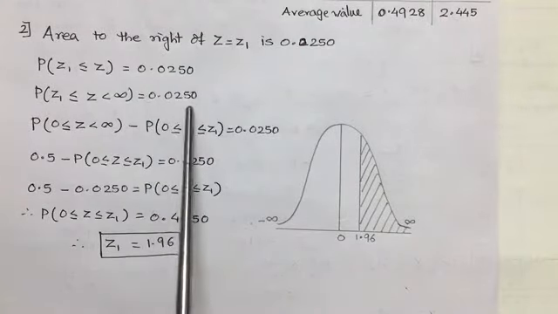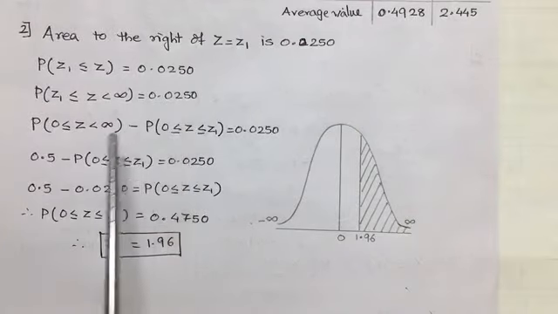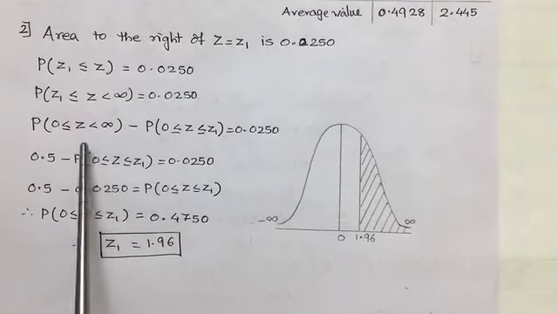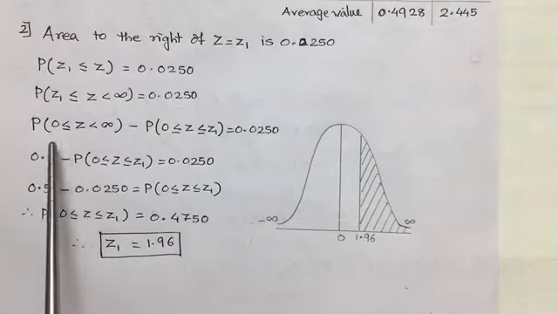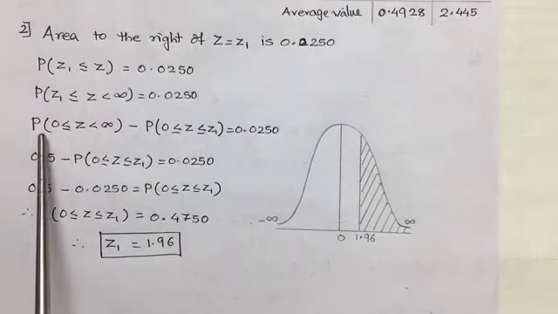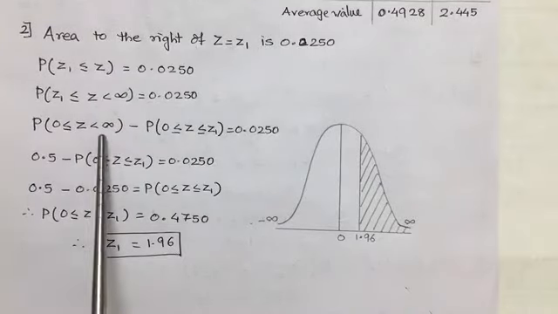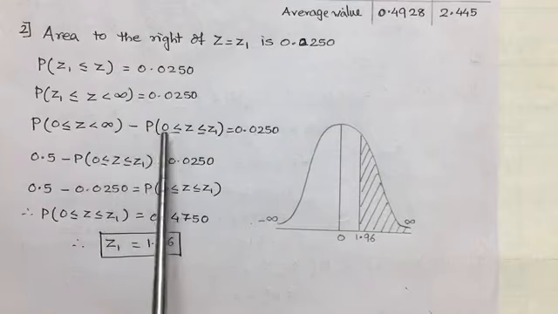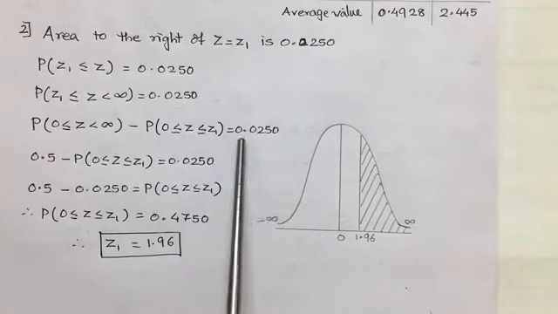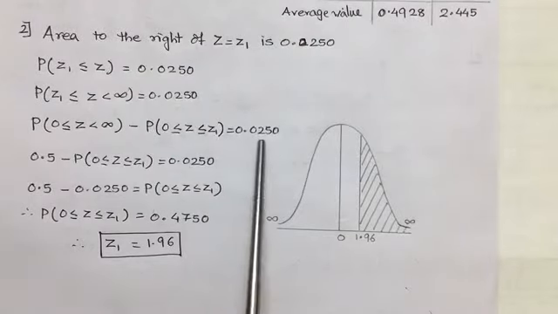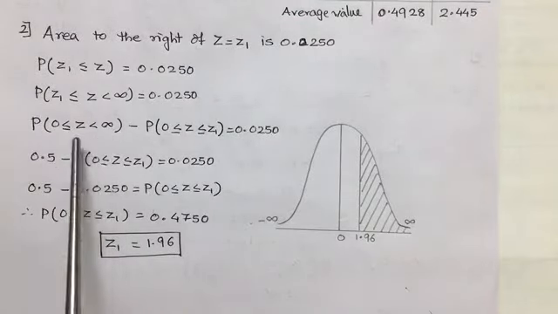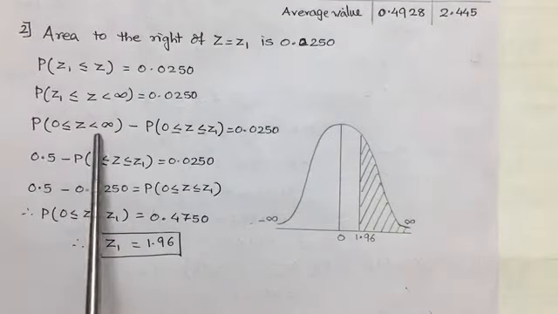Now as this area is less than 0.5, we have to subtract both the areas by taking them till 0, because always 0 breaks the probability. So P of 0 less than or equal to z less than infinity minus P of 0 less than or equal to z less than or equal to z1, that area is 0.0250. Why do we take 0 to infinity first? Reason is its area will always be more.